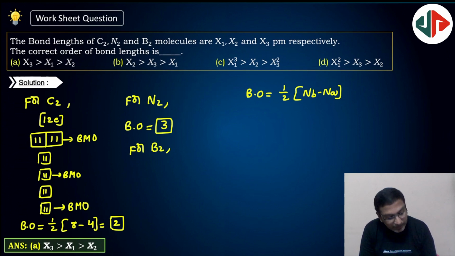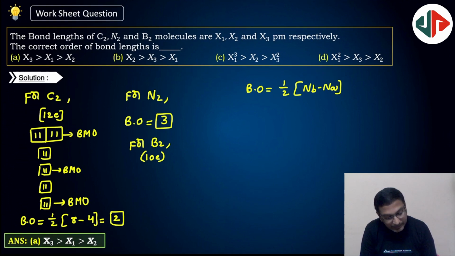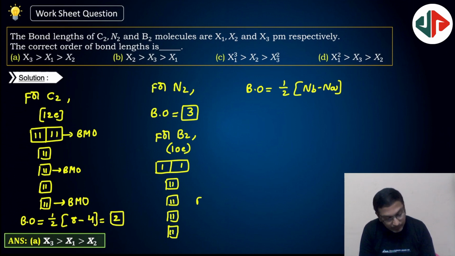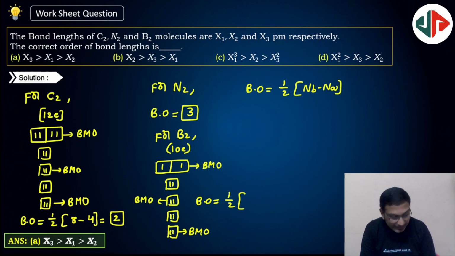Next for B2, you can calculate. Total number of electrons is 10. We can fill electrons like this: 2 electrons, 2 electrons, 2 electrons, 2 electrons and 1, 1. So bond order equals half into bonding electrons. This is a bonding molecular orbital, this one also, and this one also. Total 2 plus 2 plus 2, 6 minus 4, that is 2 by 2, 1. Bond order 1.